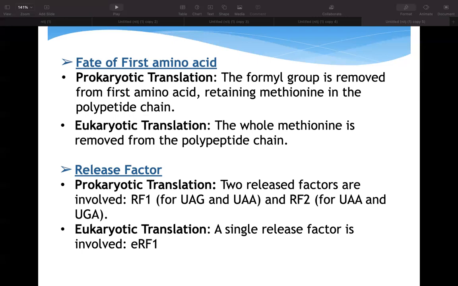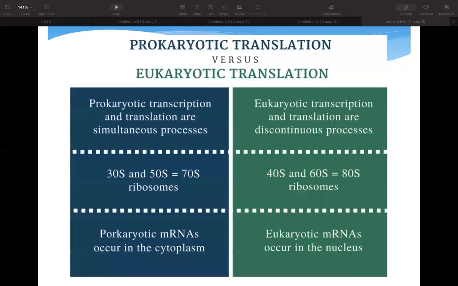The difference in release factors: in prokaryotic translation, two release factors are involved. That is release factor 1, which recognizes the UAG and UAA codons, and release factor 2, which recognizes the UAA and UGA codons. In eukaryotic translation, a single release factor is involved, that is eukaryotic release factor 1.